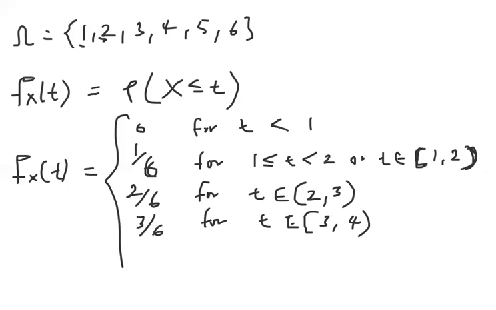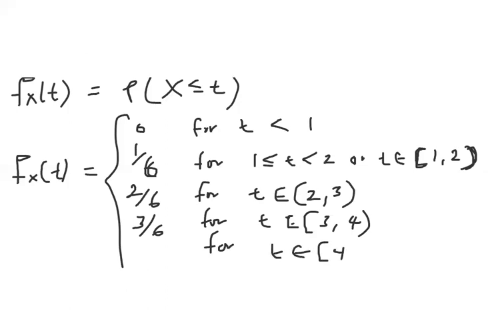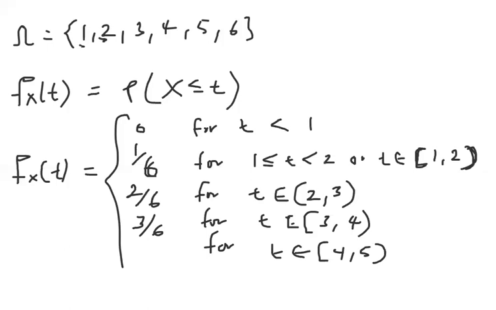Okay. Now the next one becomes for t belonging to 4, with 5 not included. Okay. So that is also going to give you the probability that x is less than or equal to 4. That is the probability of having 1 plus the probability of having 2 plus the probability of having 3 plus the probability of having 4. Okay. That is also going to give you 4 over 6.